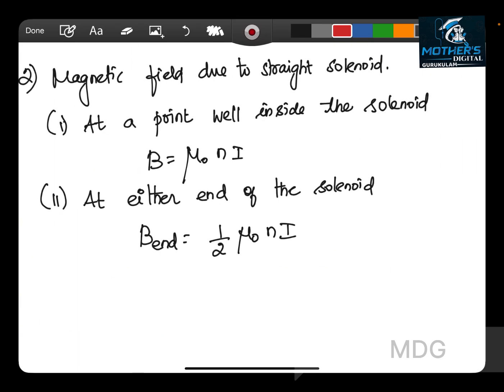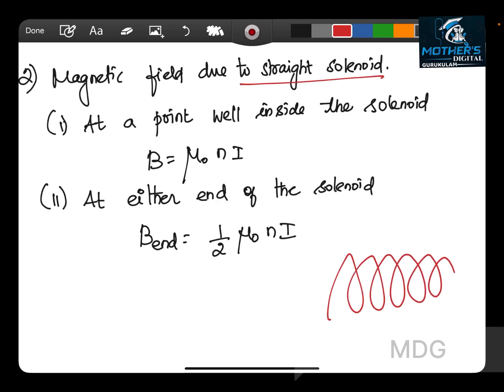The next formula is magnetic field due to a straight solenoid. We know that the solenoid will be in this format. We are going to calculate the magnetic effect inside the solenoid and at the end of the solenoid. Inside the solenoid, it is given as B equal to mu naught Ni. At the end of the solenoid, the answer will be half of the magnetic field created in the middle. So B end will be half times mu naught Ni, where mu naught is the permeability, N is the number of turns per unit length, and I is the current passing through the solenoid.